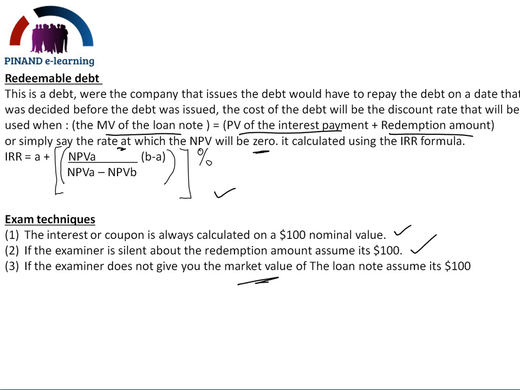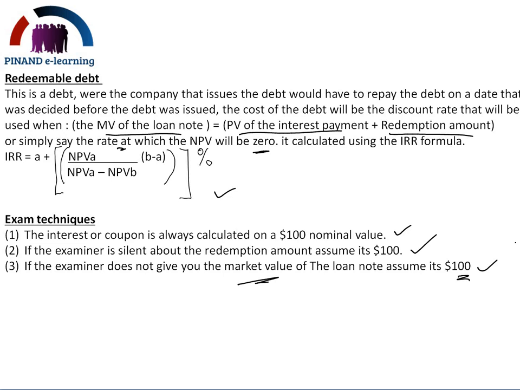If the examiner does not give you the market value of the loan in the question, assume it also to be worth $100. So if the question is not giving you either the redemption amount or the market value, assume them to be $100 and move on. Don't think the question is not correct or is not complete. Assume it to be $100.